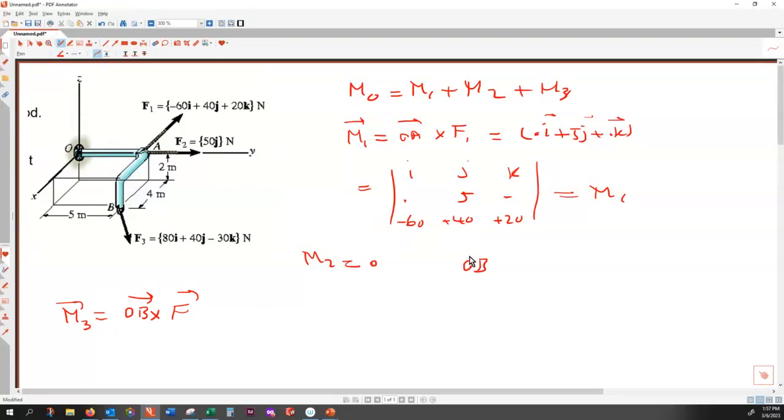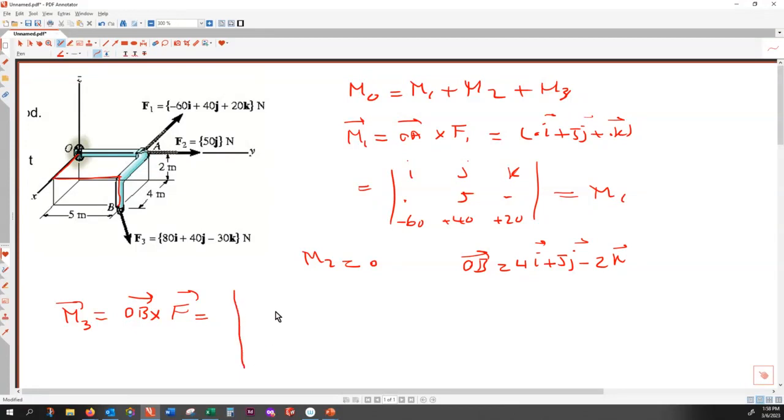So OB is, I want to go from O to B. First, I travel 4 meters in this direction, and then I travel 5 meters in Y direction, and finally 2 meters in negative Z. 4I plus 5J minus 2K.